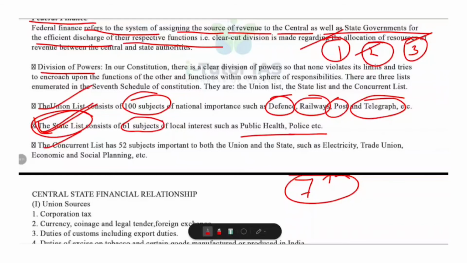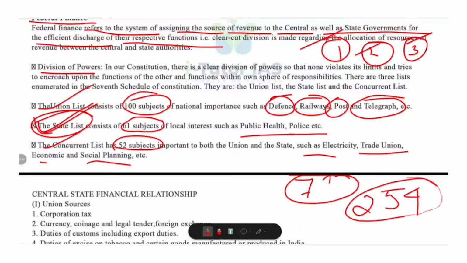And the third one, the concurrent list. It is managed by both the center and the state, and it contains almost 52 subjects. It includes areas where both center and states are allowed to make laws. For example, education, electricity, economic and social planning, trade union, forest, marriage and divorce. What if both make different laws? If both make different laws, then the union law prevails according to Article 254. Remember that, okay? If both of them make different laws, according to Article 254 of the Indian Constitution, the union law prevails.